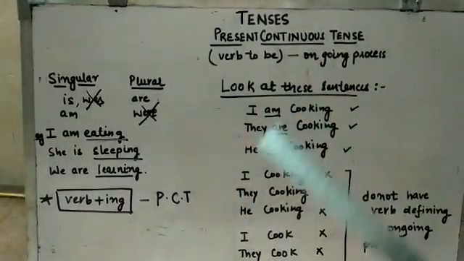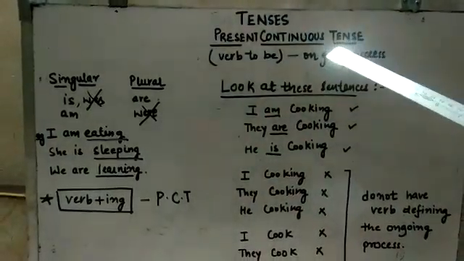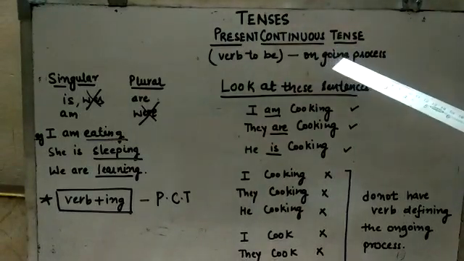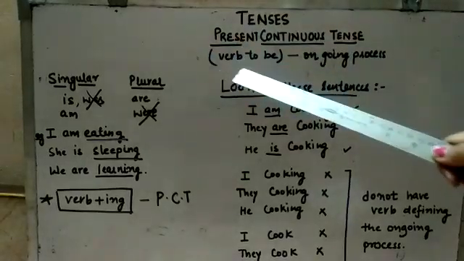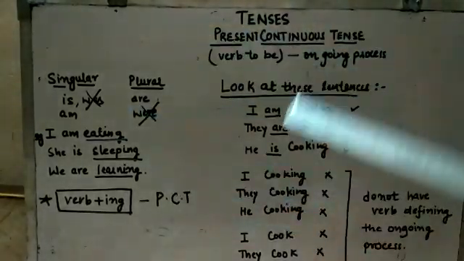Today I am going to teach you tenses, and in tenses, present continuous tense. Present continuous tense denotes the ongoing process or the action. It is also referred to as the verb to be, wherein you are going to learn a lot of things today.